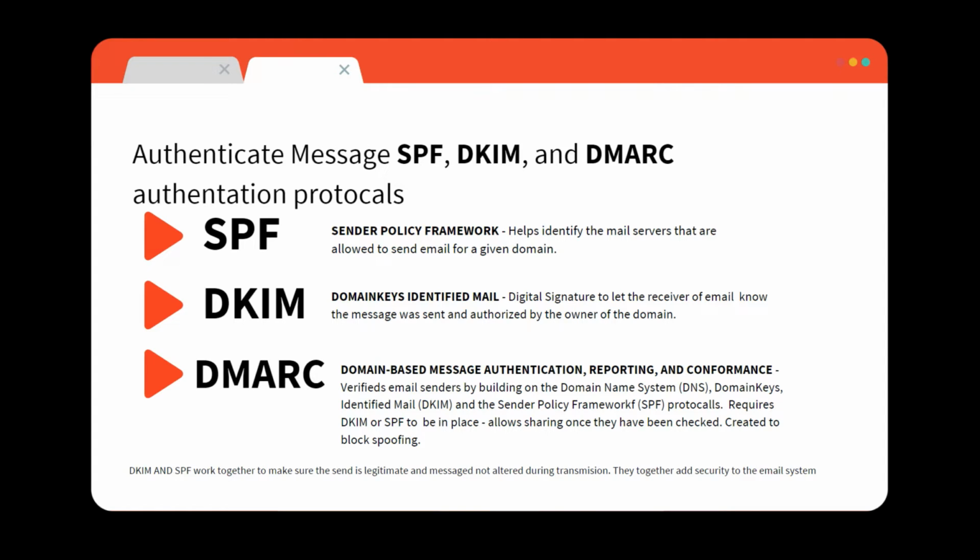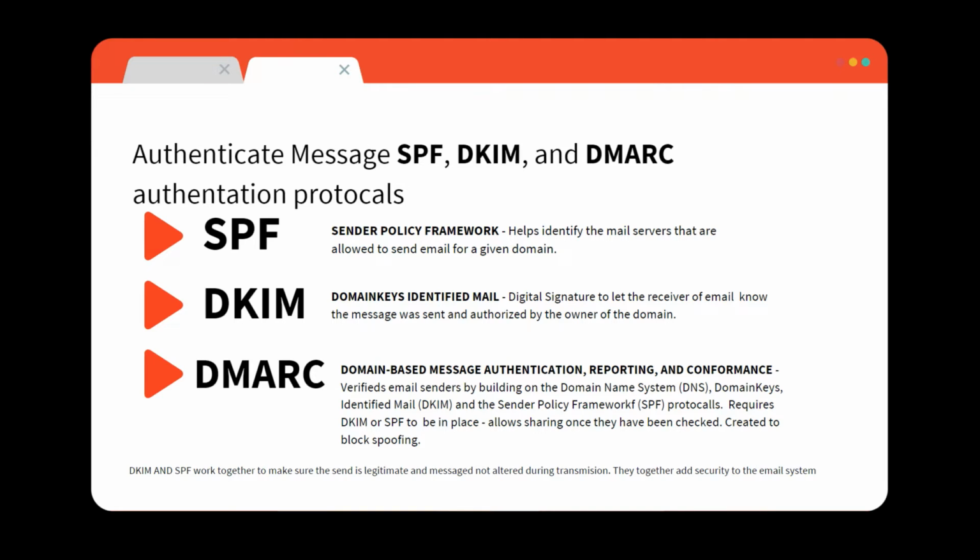The DKIM is the DomainKeys Identified Mail. This is a digital signature. You'll hear it often said, DKIM, digital signature. This lets the receiver of the email know the message was sent and authorized by the owner of the domain. The system reads this code that comes through and says, okay, this is attached to your domain and we're okay with this. It's authorized.